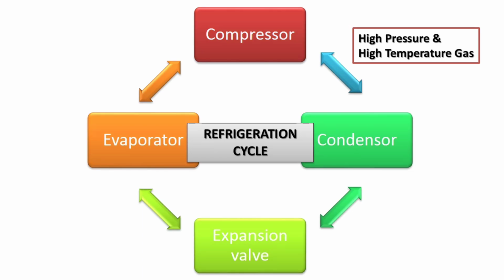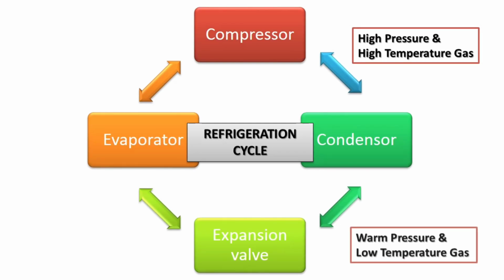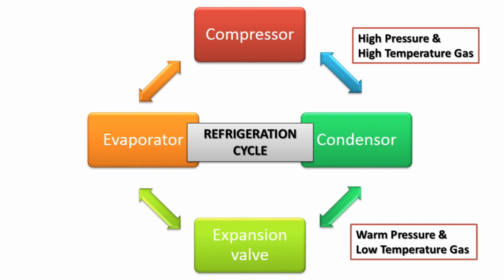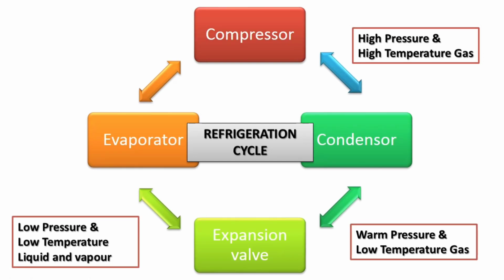Then it goes to the condenser, where the temperature of the refrigerant fluid is reduced by means of heat exchange with the water. So at the output we get high pressure and low temperature gas. Next it goes to the expansion valve, which consists of an orifice where the pressure is reduced. So at the output we get low pressure and low temperature liquid and vapor.